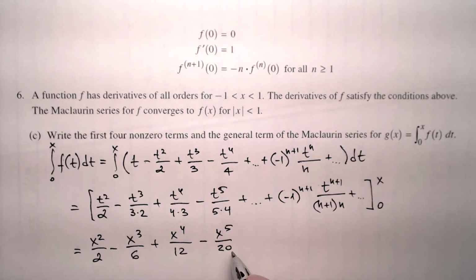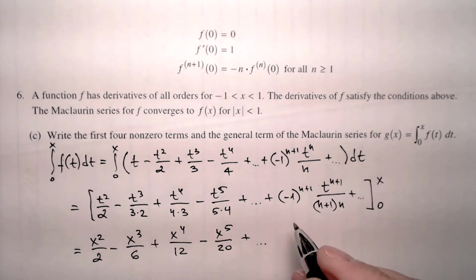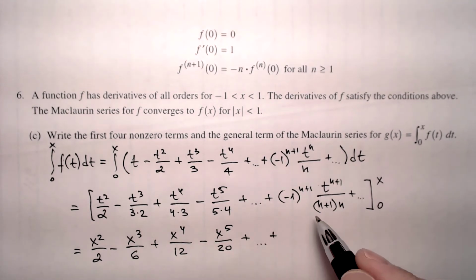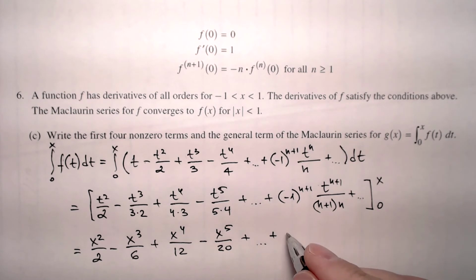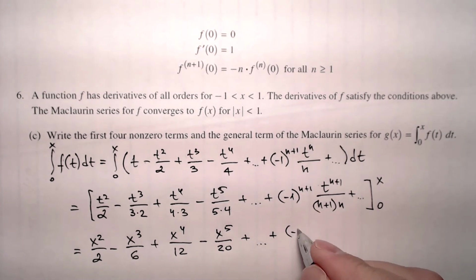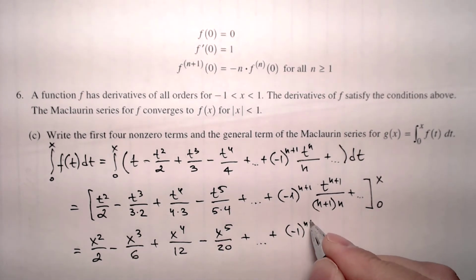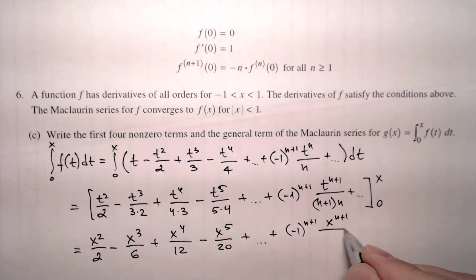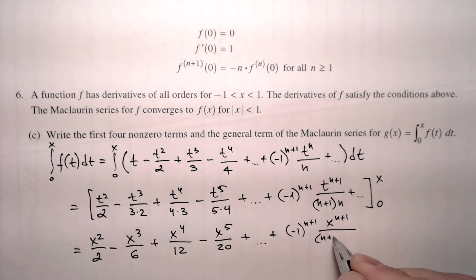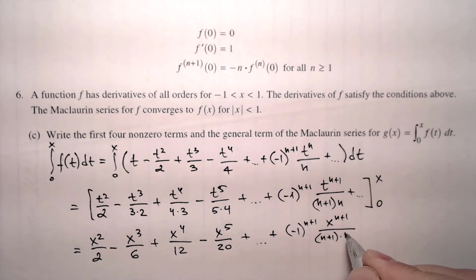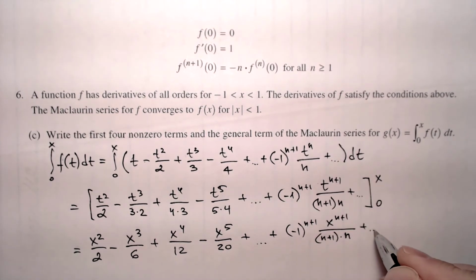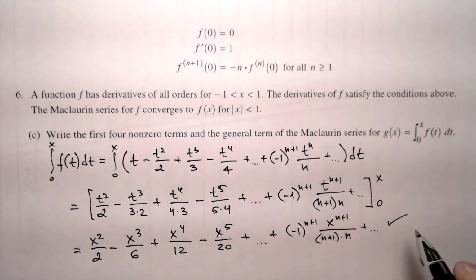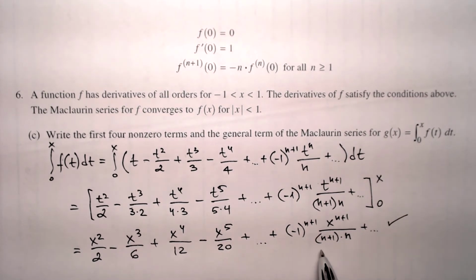Those are the first four terms, and then the general term is this one, negative 1 to the power n plus 1 times x to the power n plus 1, divided by n plus 1 times n. So this is our general term. These are the first four non-zero terms, and this is a general term.